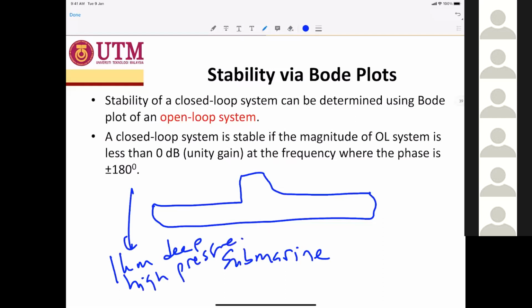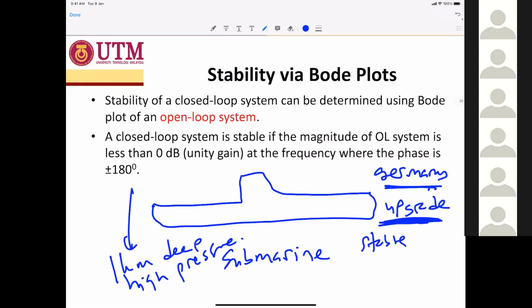So this one is made in Germany. Very old submarine. Then they upgrade. Upgrade meaning they change all the parts and everything. So I suspect during the upgrading, maybe it was not according to the standard. So the submarine is out of order, from stable, becomes critical, and becomes unstable.